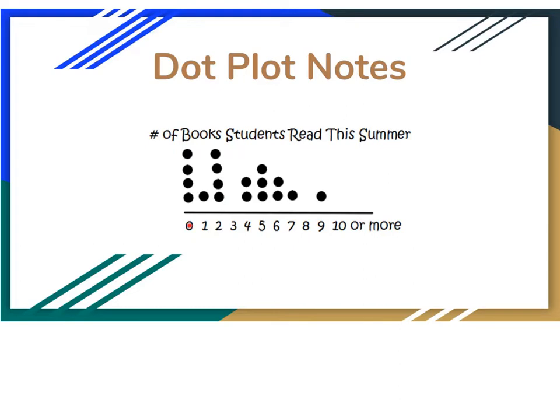And then they should label each number down here kind of like a number line. And then above each number, they are putting dots. Each dot represents one piece of data. So this is one student that read 0 books. There's another student, a third, and a fourth student that read 0 books this summer. If there's a space where there's no dots, that means no one answered that when they were surveyed. So that's kind of the idea of a dot plot.